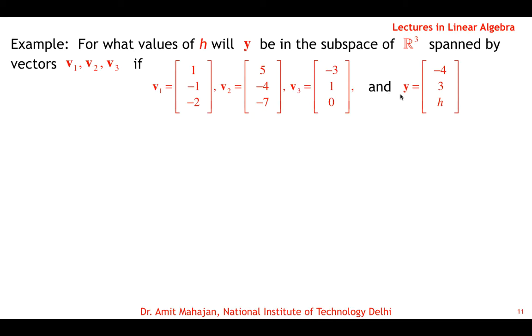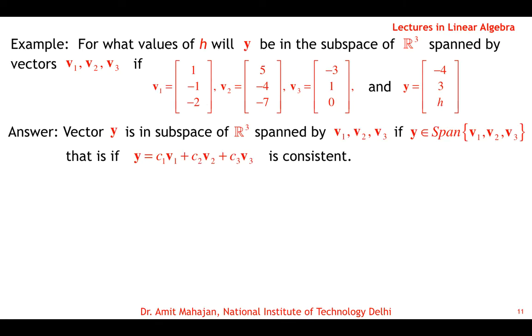So if we can write y as a linear combination c1 v1 plus c2 v2 plus c3 v3 for some value of h, then we say that y belongs to the subspace spanned by these three vectors. Vector y is in the subspace of R3 spanned by these three vectors if y belongs to the span of these vectors, or equivalently if y can be written as a linear combination of the three vectors. This is a vector equation, and if this holds, it means the vector equation is consistent.